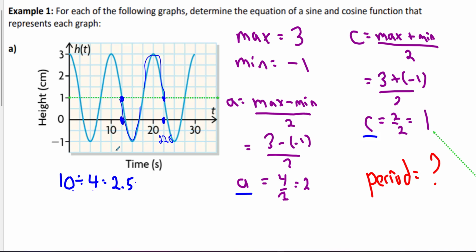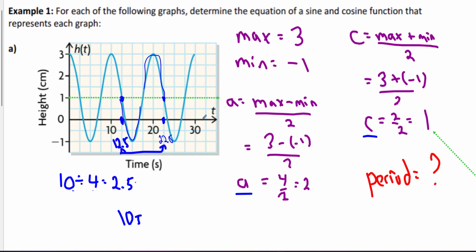So this is 22.5. This is 12.5. So, the difference between 22.5 and 12.5, you guessed it, is 10 seconds. So the period is once again 10 seconds. And remember, the period shouldn't be changing. This just proves to us that we're doing it right. So those are 3 different ways.